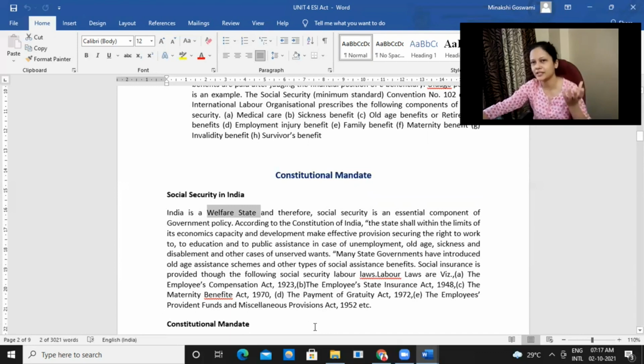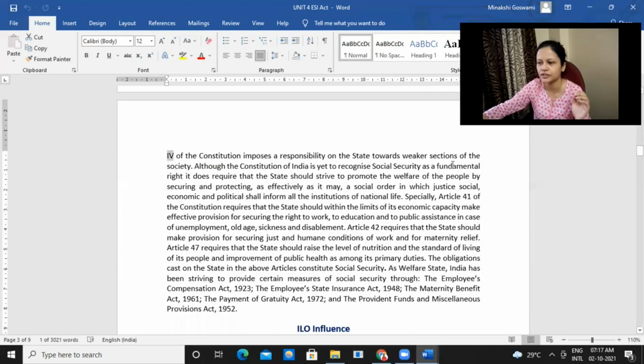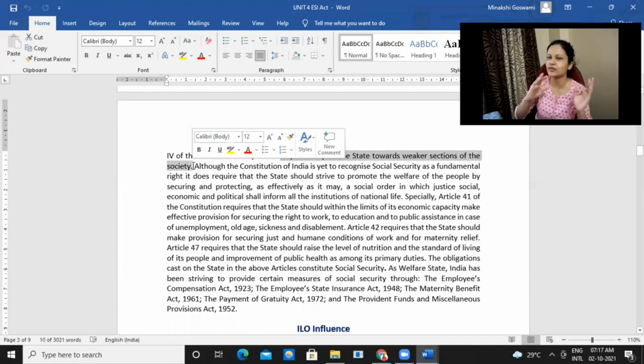And when something is mentioned in the preamble, inside the constitution also, somewhere or the other, we will get a detailed provision. So where are we getting detailed provisions relating to social security? It is under Part 4 of the constitution, the DPSP, which imposes a responsibility on the state towards the weaker sections of society. Otherwise, the constitution always talks about equality, but provisions are made that whenever weaker sections need some help or assistance, it should be provided by the state.